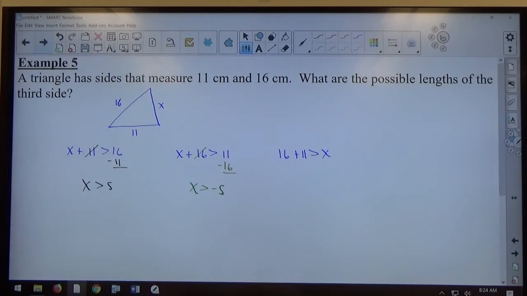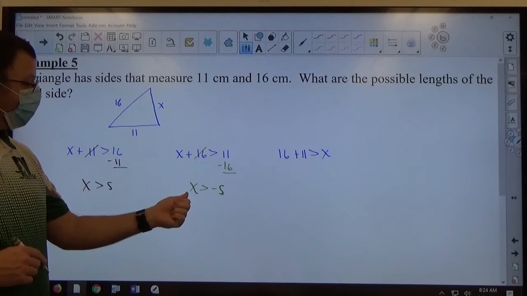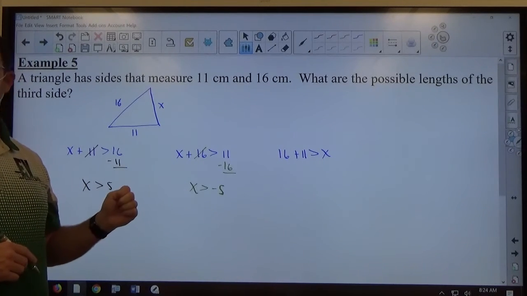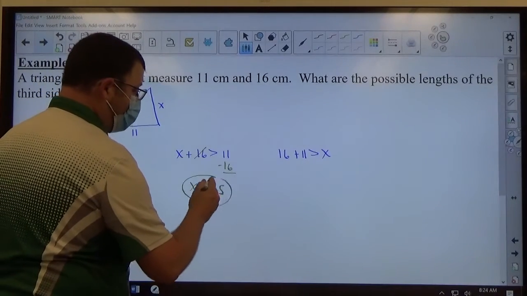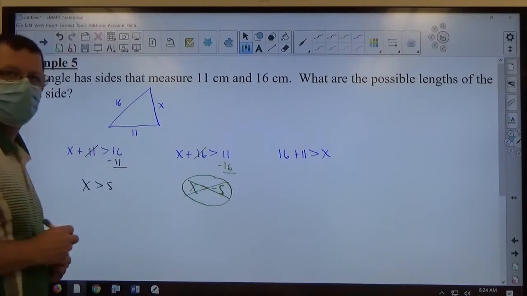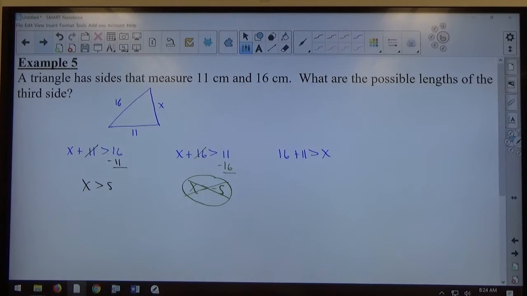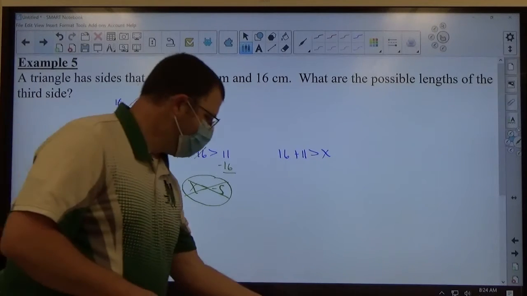Now, x is representing the side of a triangle, right? So we can agree that x has to be a positive number. If x is a positive number, can we agree no matter what x is, it's going to be bigger than negative 5? So this one right here, although it's true, is basically irrelevant, so I'm going to just strike that one out. Irrelevant doesn't have to help me at all. You still want to solve everything, but usually you get two relevant and one irrelevant. It's easy enough just to solve it, find the irrelevant, and throw it out.